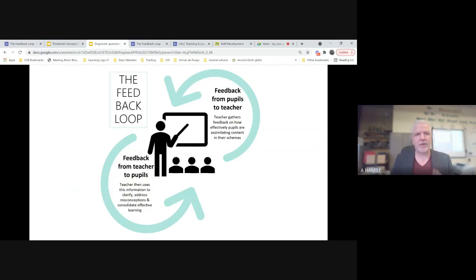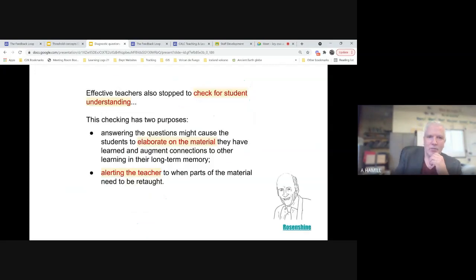But this is feedback in the moment. This is the teacher-pupil learning dialogue that's going on in the class at the moment. And back again to Rosenshine, I love this quotation too. Effective teachers also stop to check for understanding. This checking has two purposes. Getting the students to elaborate on the material.